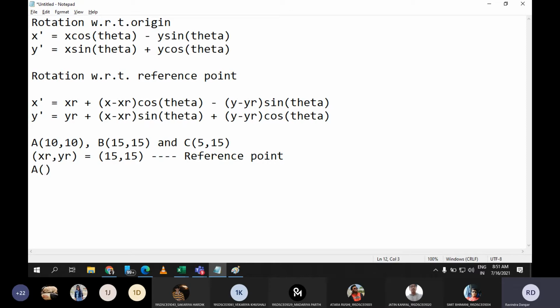Now we have to rotate the remaining 2 points, which are A and C, which is 5, 15. Individually for each point we need to apply both the equations. First we will apply both the equations to point A to find the new values, and then we will apply the same equations to point C. Once we get the new values for both points, we will place them in a graph and see what kind of rotation we are getting. Any doubts so far?